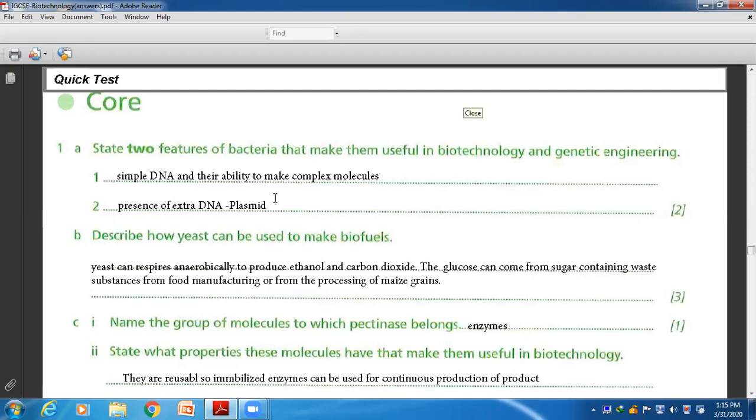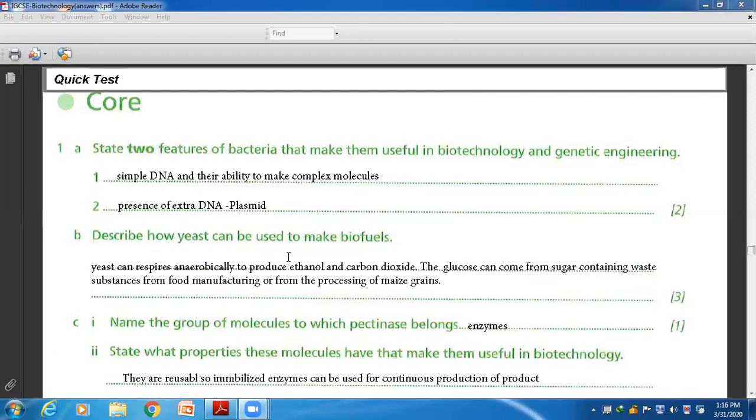It doesn't take much space, it needs very little space, even in a fermenter, in a very small place, we can grow too many copies of these bacteria. We can do it in a very short time and in a very small place, right? So very good, very nice answer.